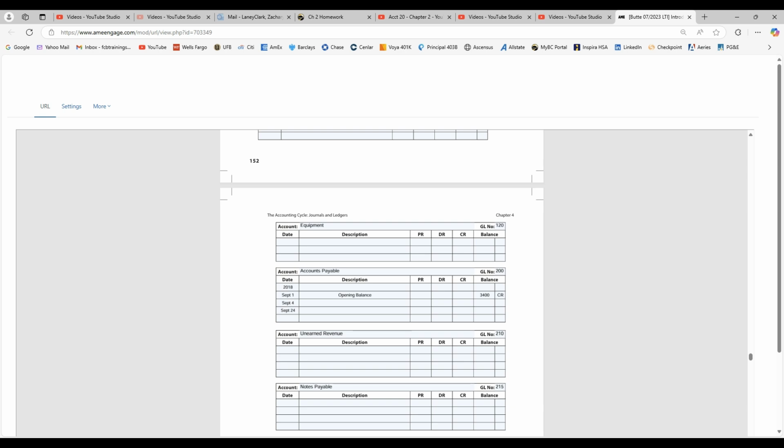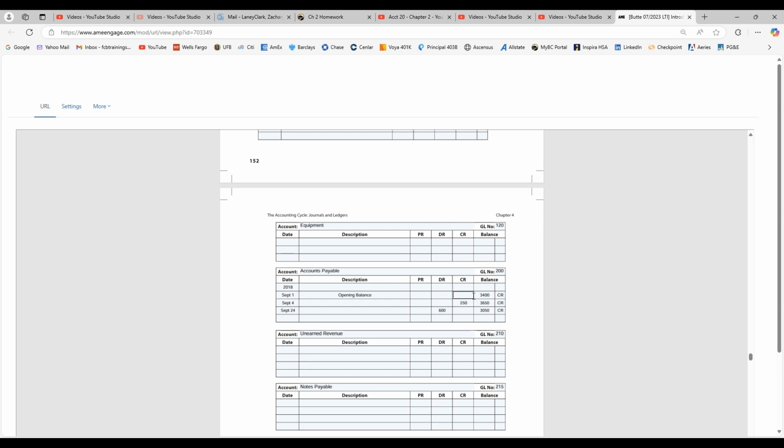And so, with that said, how that shows up in the ledger: on September 4th, like I said, we increased. So 3,400 plus 250 gives us 3,650. And then on the 24th, we made a payment to reduce our accounts payable by $600, with cash being the other side. So 3,650 minus the 600 leaves us with 3,050 as an ending balance in accounts payable. All credit balances.